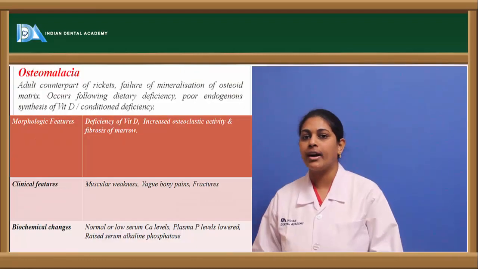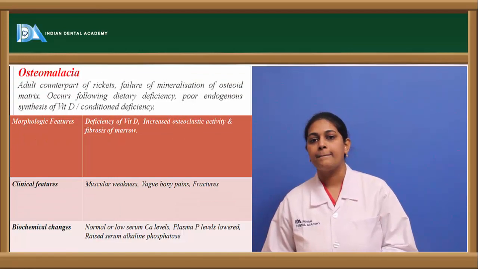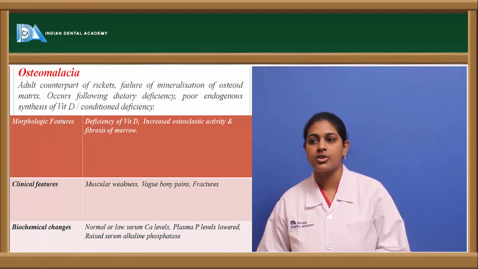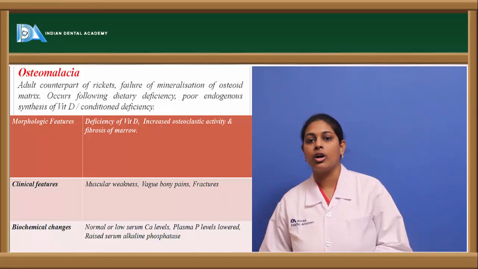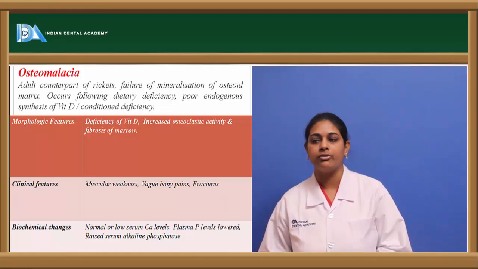Coming to osteomalacia, it is a bone disorder seen in vitamin D deficiency disease in adults. It is also known as the adult counterpart of rickets.